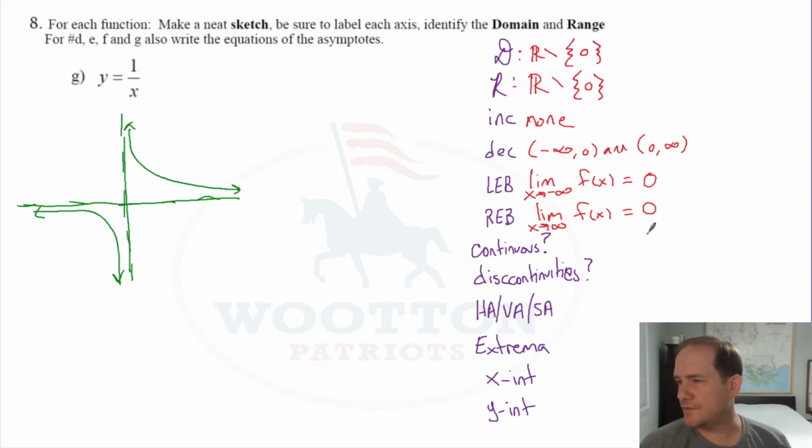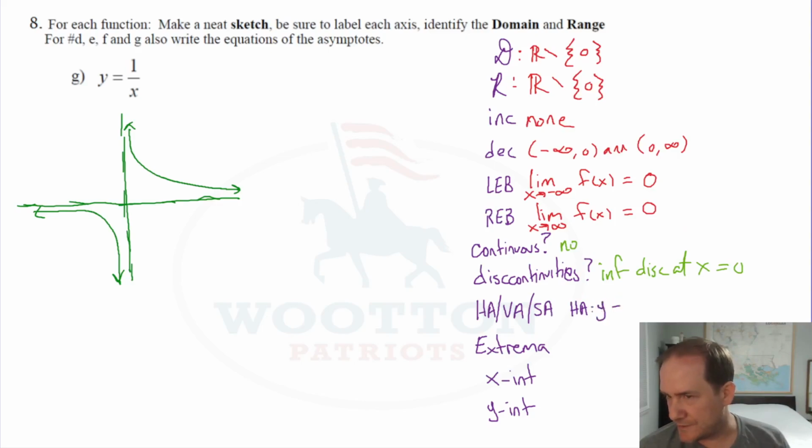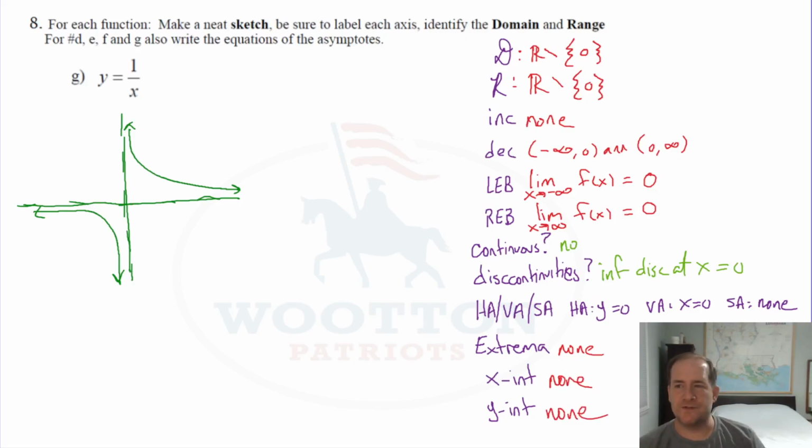Are we continuous? We're not. Do we have discontinuities? Yes. We have an infinite discontinuity at x equals 0. We do have asymptotes. The horizontal one is y equals 0. The vertical one is x equals 0. And the slant asymptote is none. All right. We don't have extrema. We don't have an x-intercept. We don't have a y-intercept either. So that's it for that.